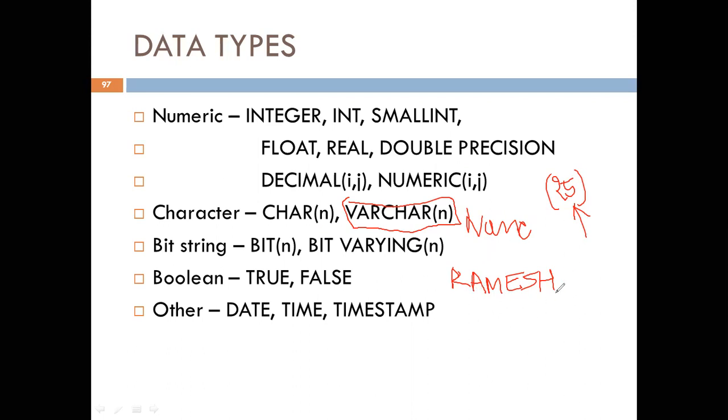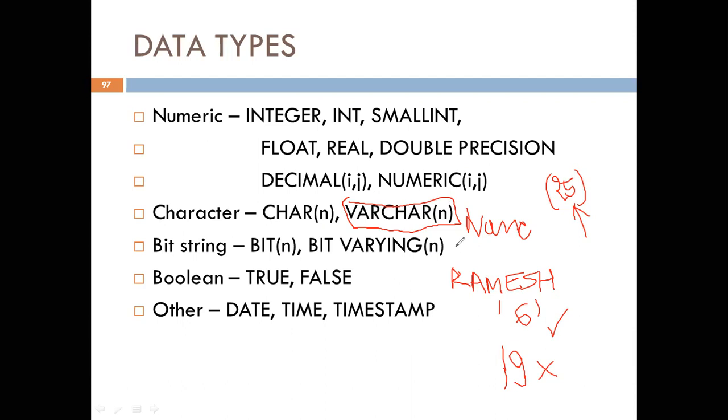Suppose we are storing a lesser number of characters than 25, in our case 6 characters, then memory will be allocated only for 6 characters. Then you may ask, what about the remaining 19? The remaining 19 spaces will not be allocated. So this is just like a variable character, which means we are varying the size of this attribute.